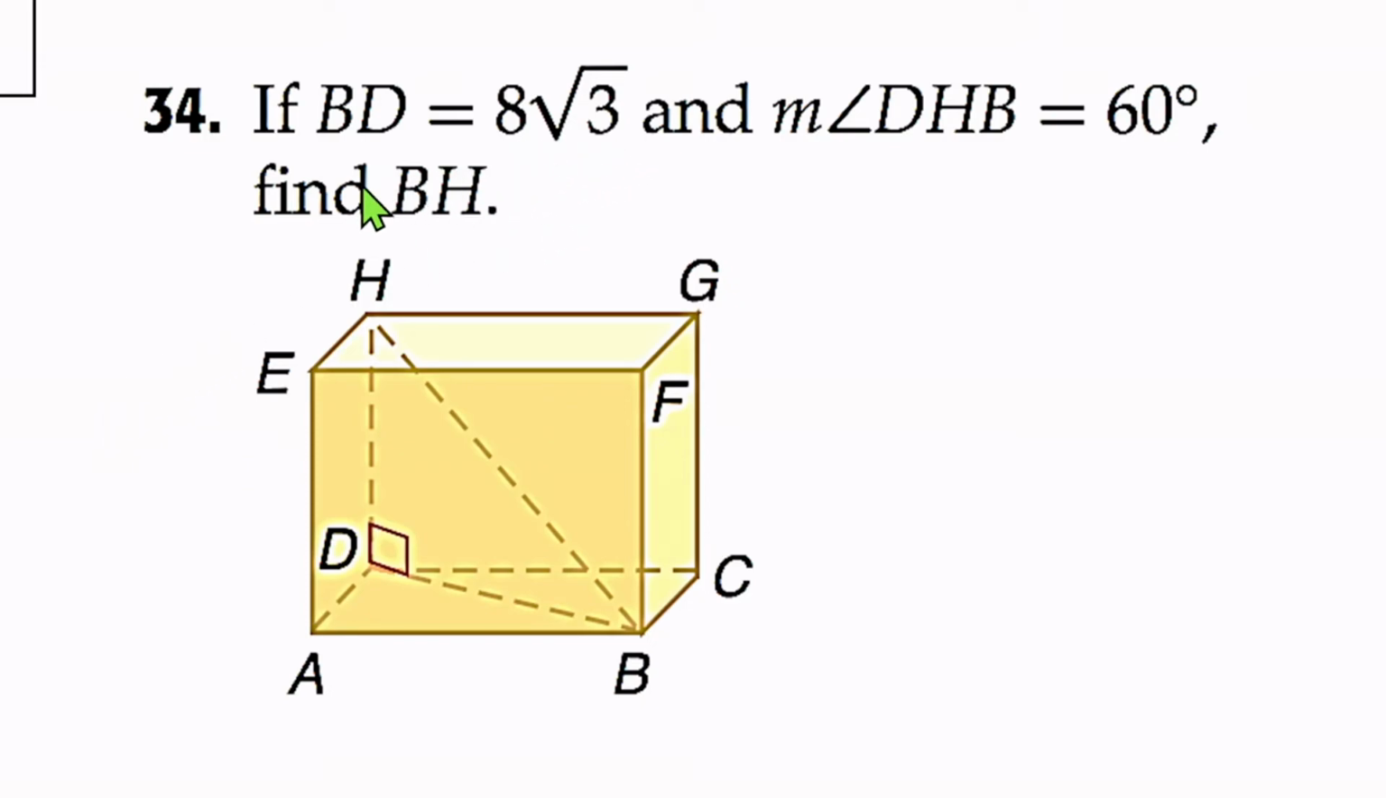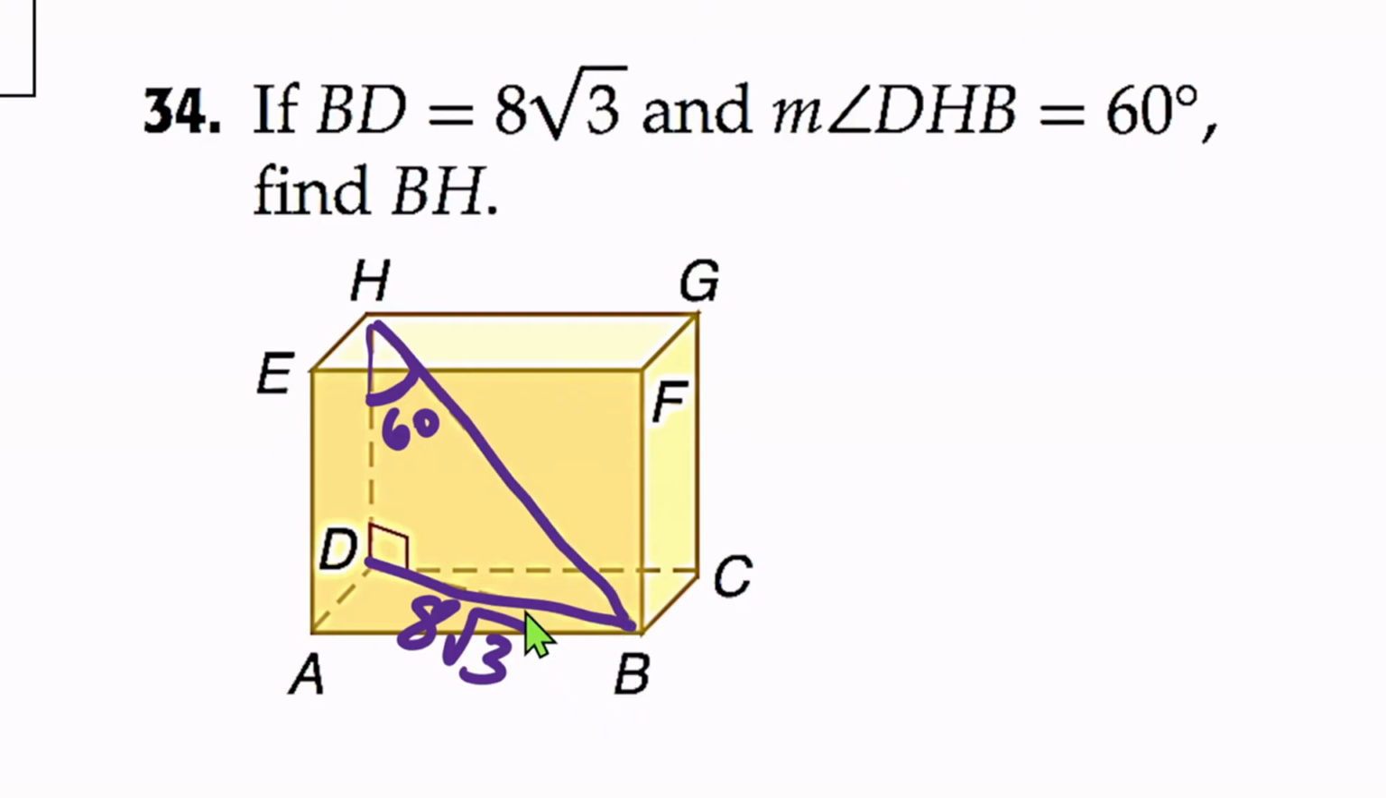BD is 8 square root 3. So this line right here is 8 square root 3. The measure of DHB is this angle up here. That angle is 60, kind of like slicing through this block of cheese. That angle that comes down is 60. Find BH. Well, BH is just this piece.